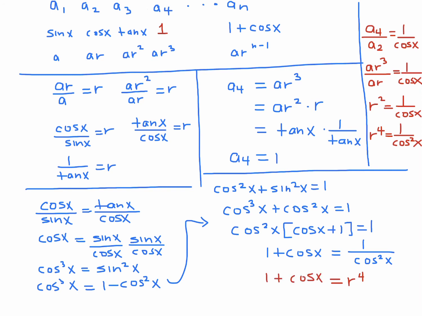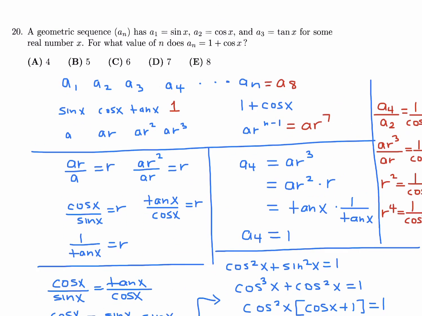And that's it. We now have one final step, that we have to recognize that this is really the same as writing 1 times r to the 4, and 1 is the same as ar cubed, times r to the 4, and that is of course ar to the 7. And ar to the 7 means that this is the 8th term, a_8, because that would be equivalent to ar to the n minus 1, which is 7. So there you go. n is 8, and therefore number 20, the answer is E.